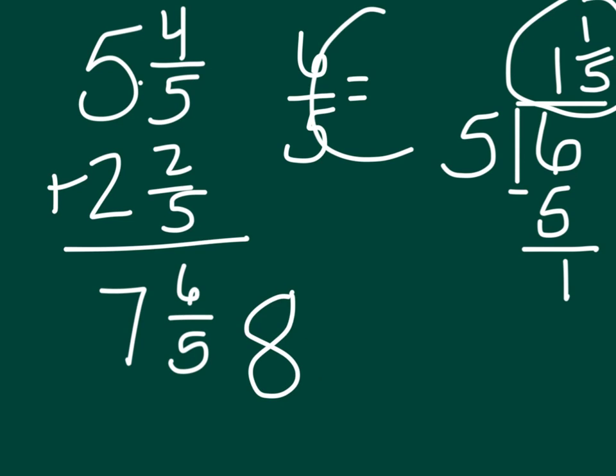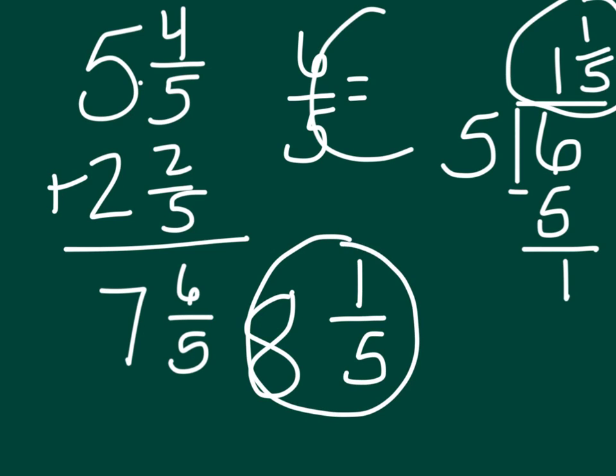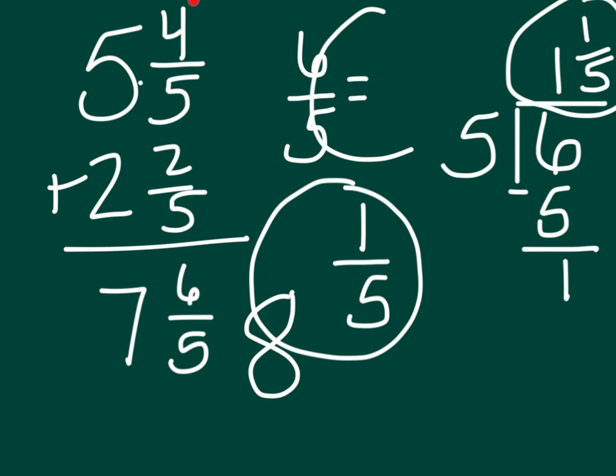And then if you look, we had our 1/5 left over from 6/5. So this 1/5 carries down here. So this actually then will become 8 and 1/5. So our final sum of 5 and 4/5 plus 2 and 2/5 will be 8 and 1/5.